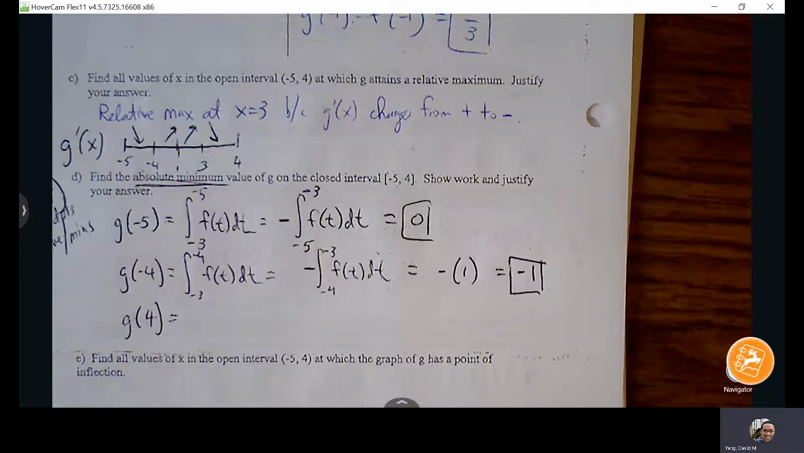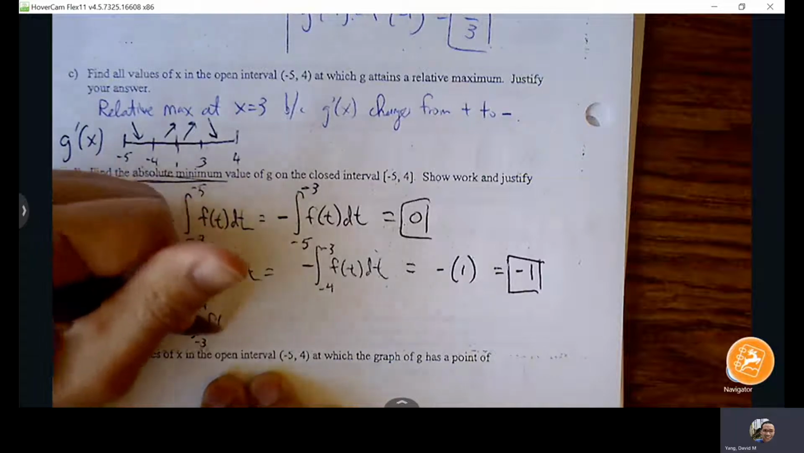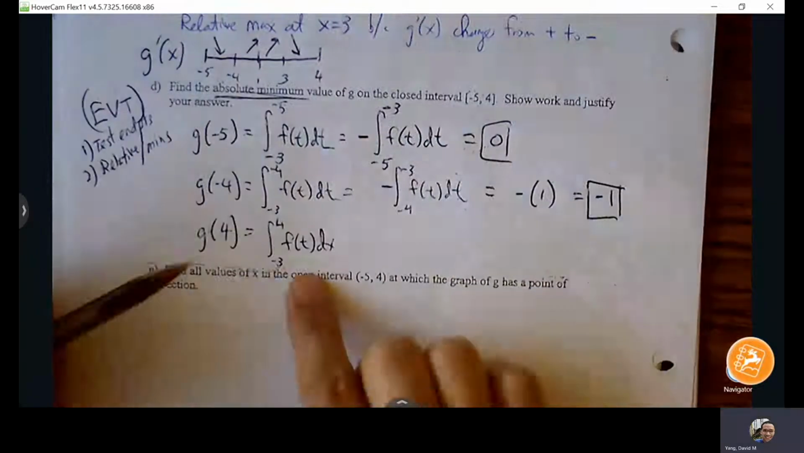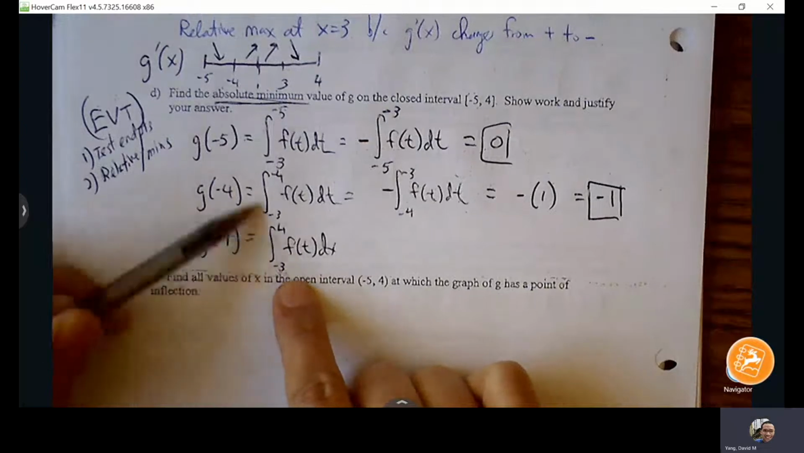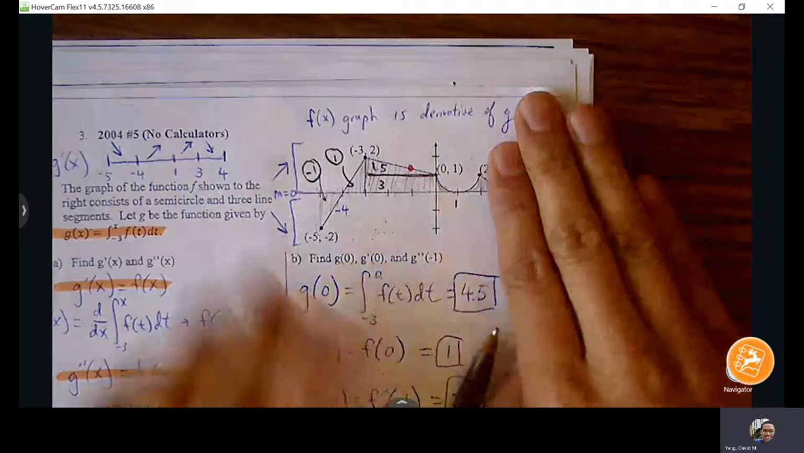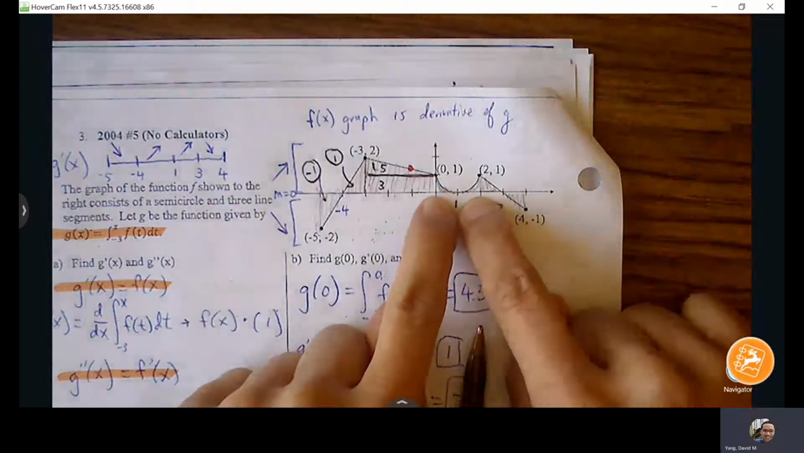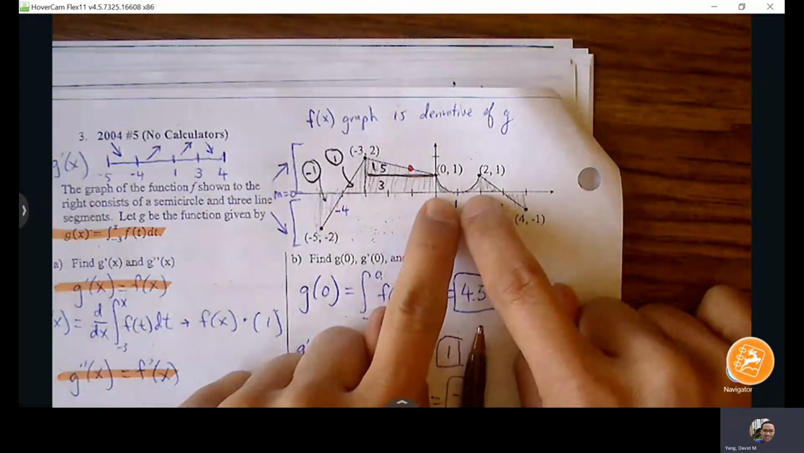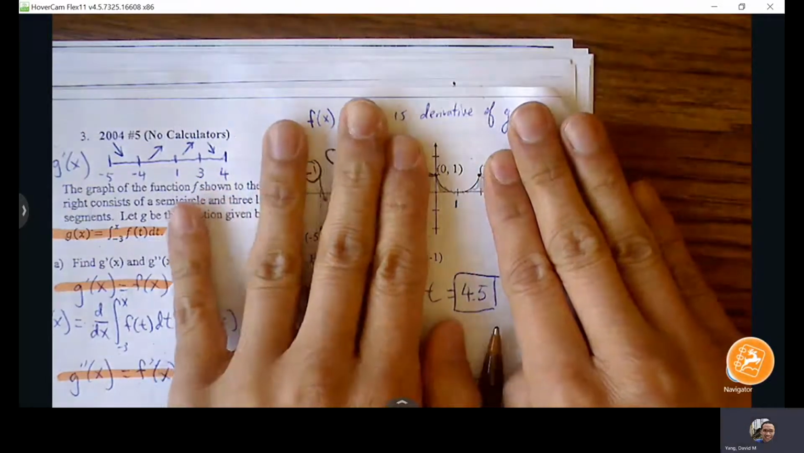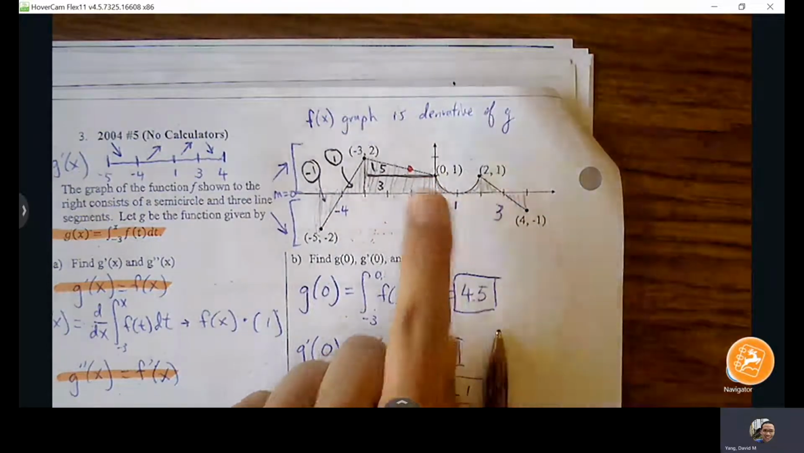Okay, G of 4. Okay, in this case, the bounds are already in order, so we don't have to make any adjustment. Okay, we look at our graph from -3 to 4. Everything looks pretty straightforward, but this seems a little strange here. That by itself is not a geometric shape, but maybe it's a combination of shapes. What could we do to get to the area of that strange little region? Any ideas?